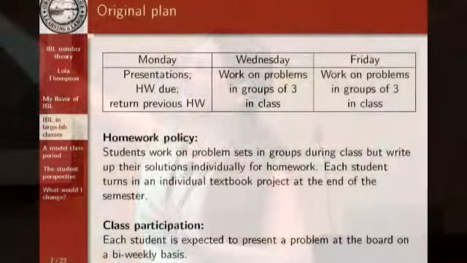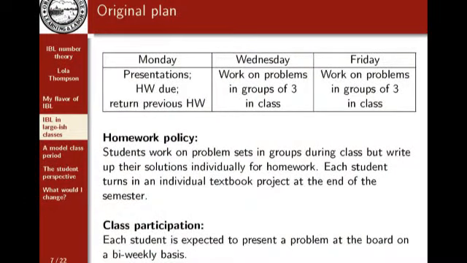And so my original plan was this. Wednesdays and Fridays, students would work in groups of 3 on problems, and I thought 3 was the ideal group size. And then Mondays, they'd present what they had done the previous week. They would turn in their homework. And then I would give them back the previous week's homework so that they could look at what they had done and revise any mistakes and get it ready for the textbook project.